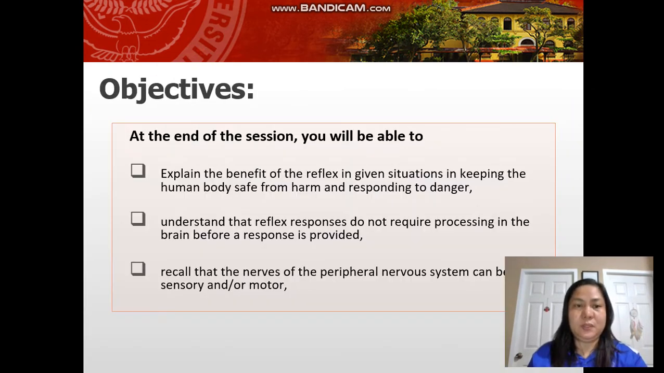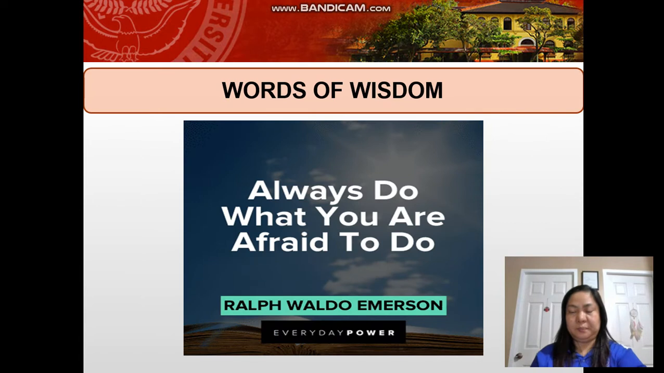My objectives at the end of this session: you will be able to explain the benefits of the reflex in given situations in keeping the human body safe from harm and responding to danger. Understand that reflex responses do not require processing in the brain before a response is provided, and recall that the nerves of the peripheral nervous system can be sensory and/or motor.